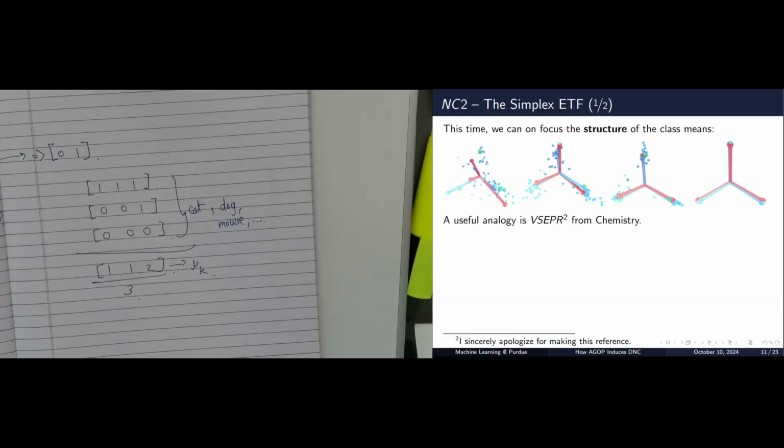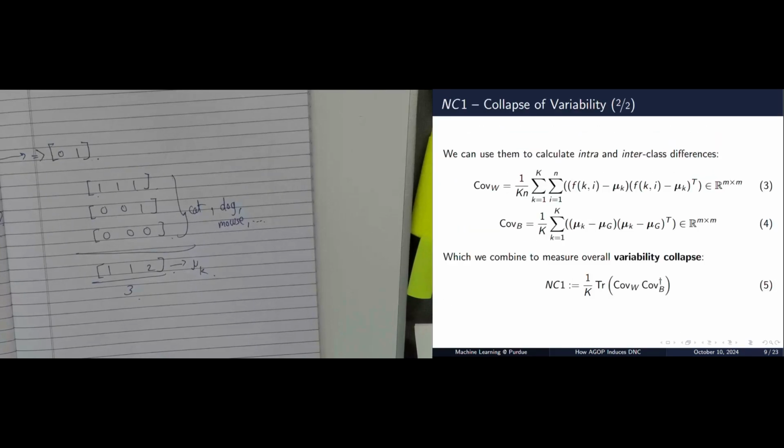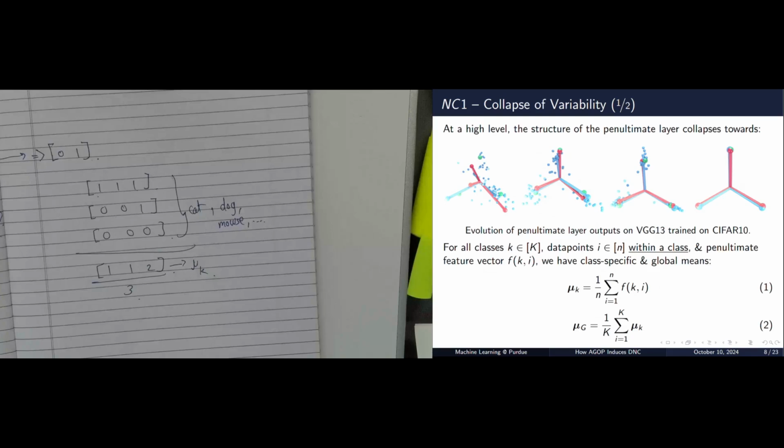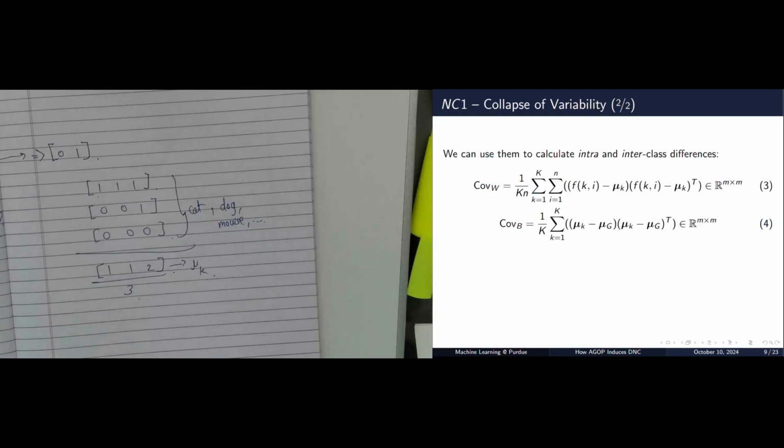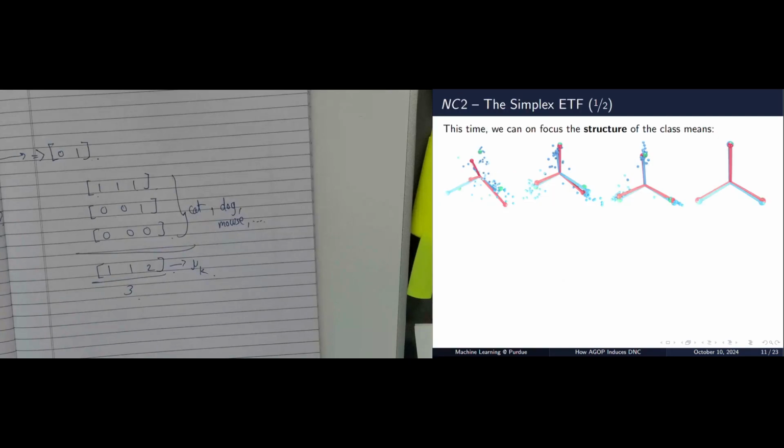So that was NC1 basically. We're just observing a minimization in the variances within the classes and then also between the classes. So that is NC1. NC2 is the simplex ETF.